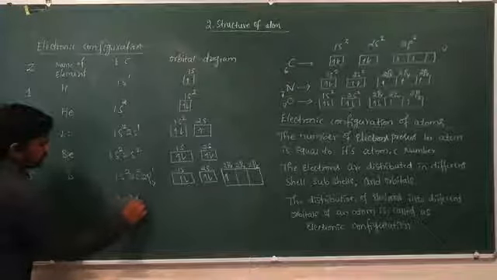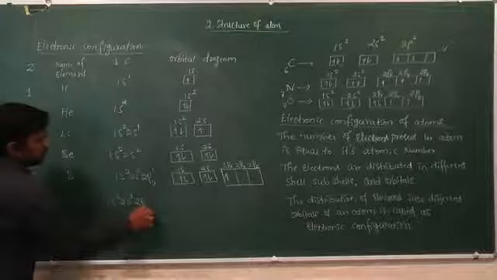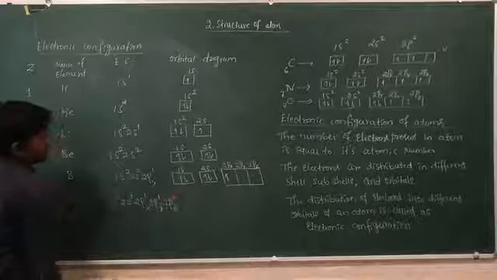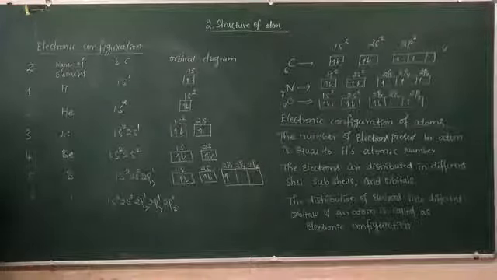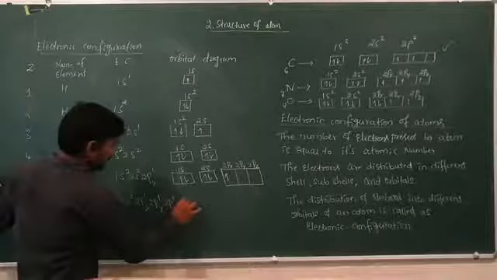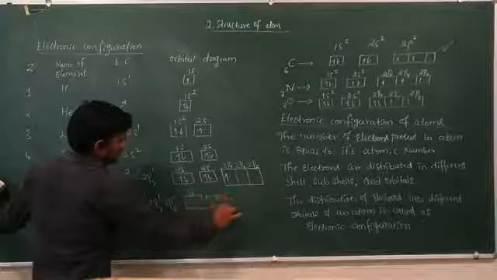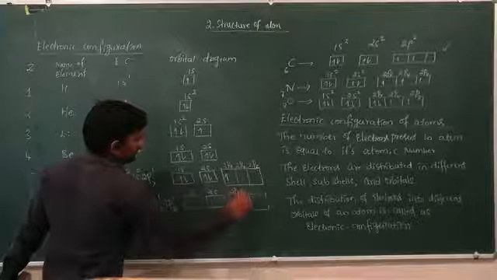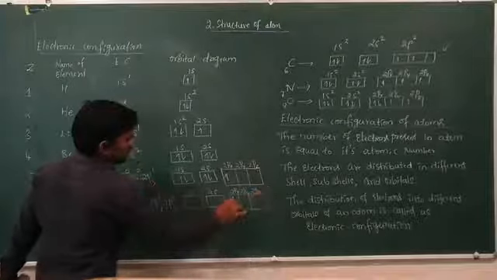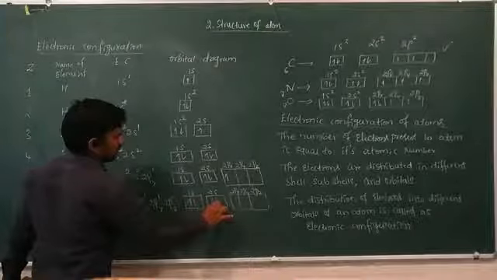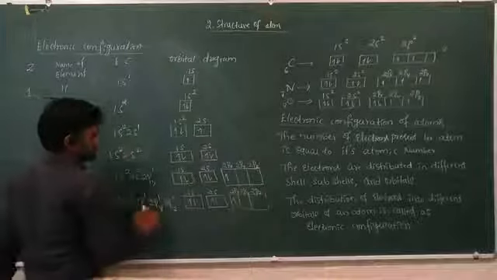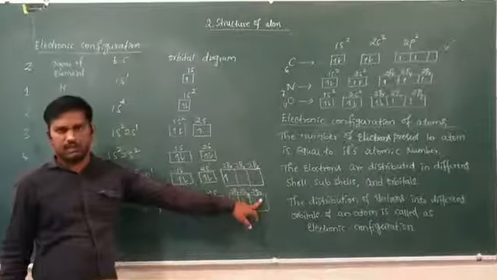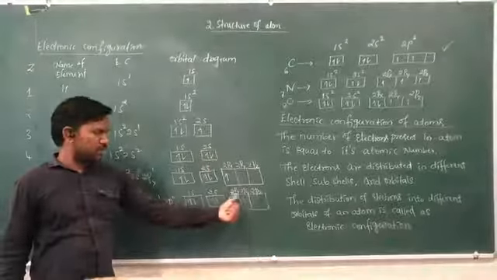The next, atomic number 6, carbon, C: 1s2, 2s2, 2px1, 2py1, and 2pz is empty. There are no electrons present in the 2pz orbital, only in 2px and 2py. Now set the electrons in the orbitals 1s, 2s, 2px, 2py, 2pz. 2 electrons in 1s, 2 electrons in 2s, and 1 electron each in 2px and 2py, singly occupied. The next one, the third, will get paired.